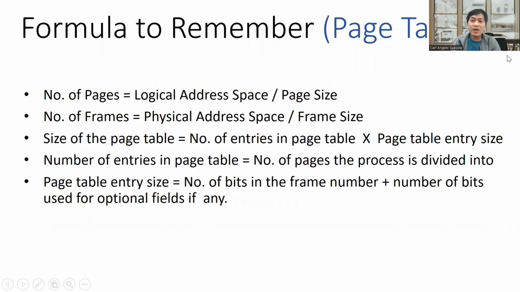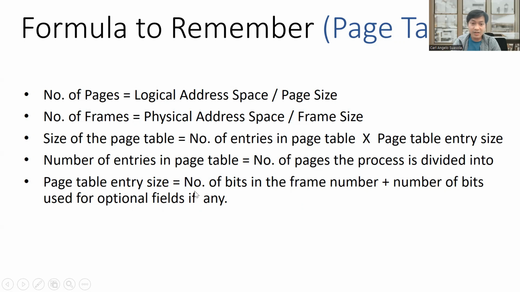So remember also in page table, we have formulas. So number of pages is equivalent to logical address space divided by page size, and the number of frames is just physical address space over frame size. And the size of the page table is the number of entries in page table times the page table entry size. The number of entries in page table is equivalent to the number of pages the process is divided into.